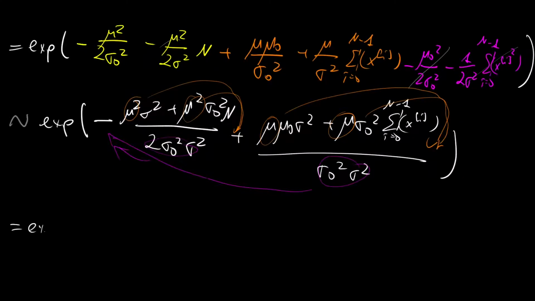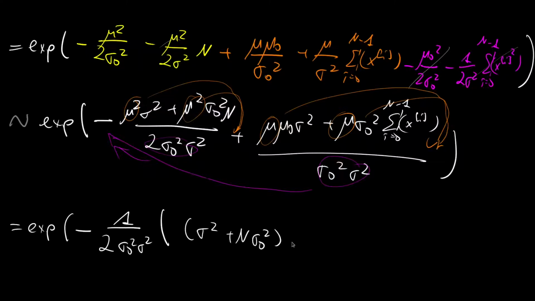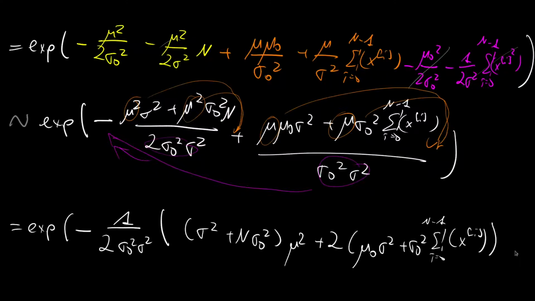So we are getting the exponential of minus 1 over 2 sigma 0 squared, and then opening brackets sigma squared plus n sigma 0 squared multiplied with mu squared. And here we are having plus 2 times, and this was the multiplication of the 2 because then it would cancel and we would get this term again of mu 0 sigma squared plus sigma 0 squared. And here we have the summation from i equals 0 to capital N minus 1 over xi. And then we multiply this with a mu. And then we have the closing brackets for this multiplication and the big closing bracket for the exponential.